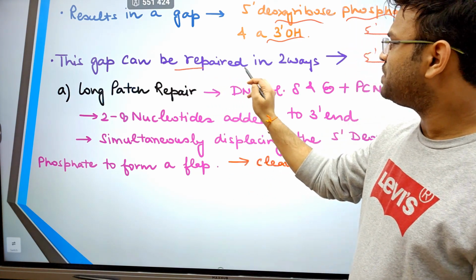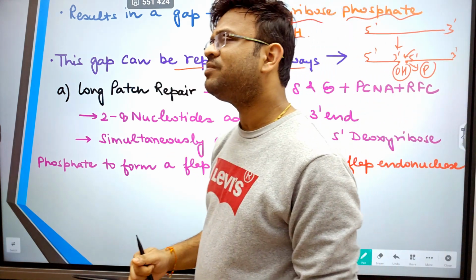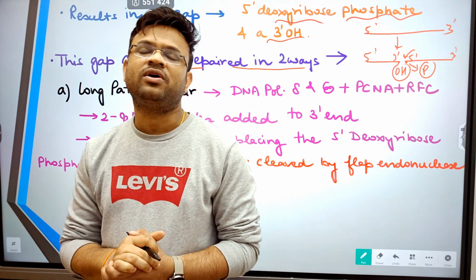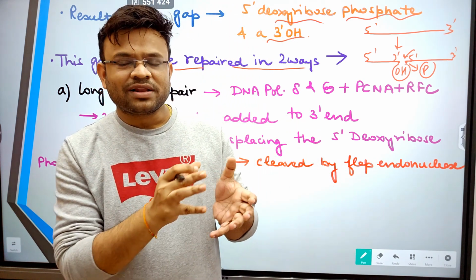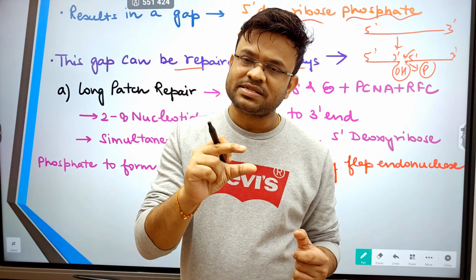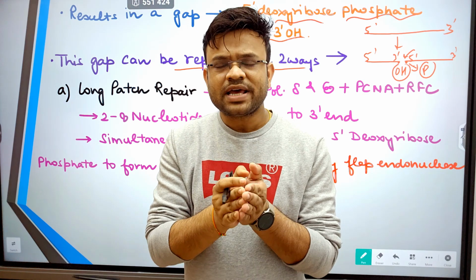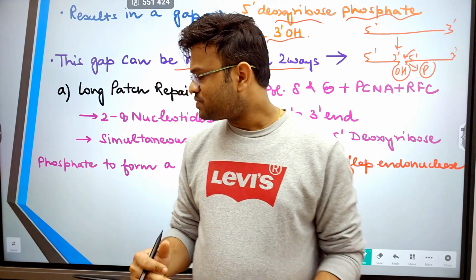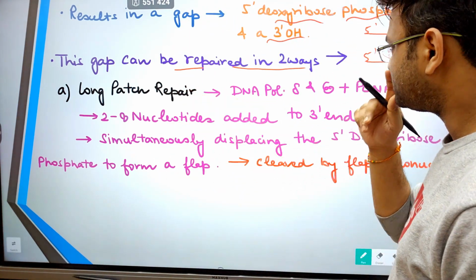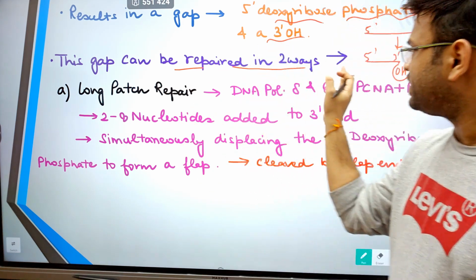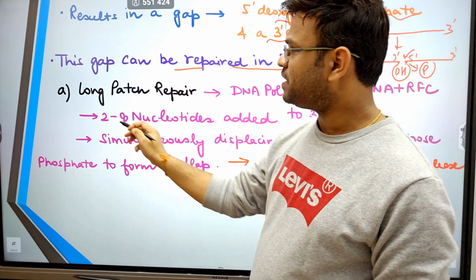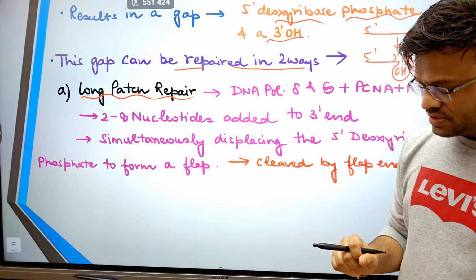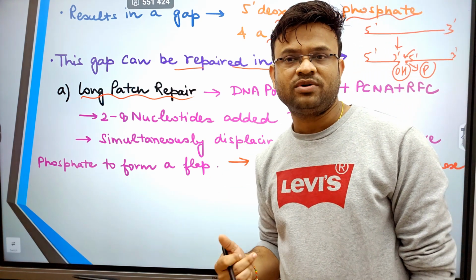Now this gap can be repaired in two ways. Remember, this is an important point that many students do not understand, that in case of base excision repair also, it's not about only cleaving a particular base and removing it, or only one particular site can be addressed. It's not like that. A long patch can also be repaired with the help of base excision repair. So that is why I'm going to tell you about this, that the gap that has been created can be repaired in two ways. It can be repaired with the long patch repair system, and it can also be repaired using the short patch repair system. How this is done, let us quickly go through this.